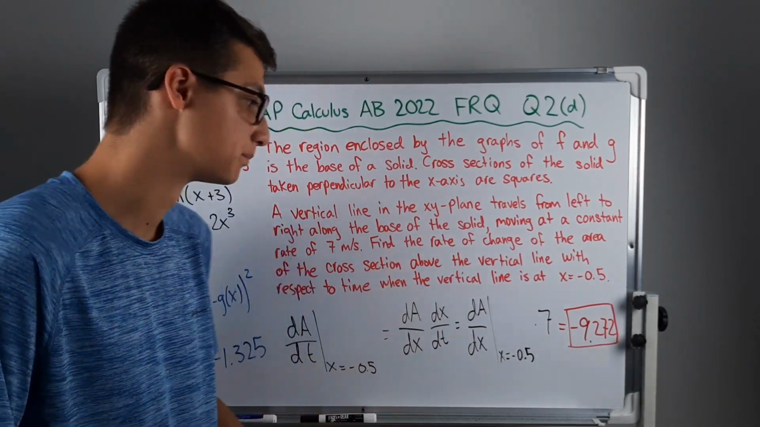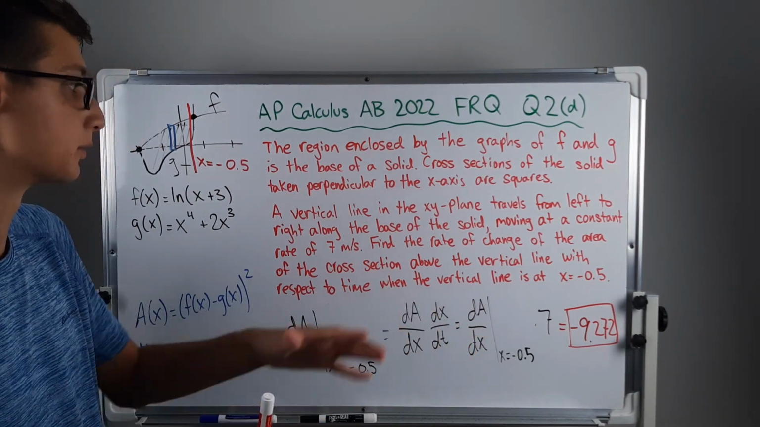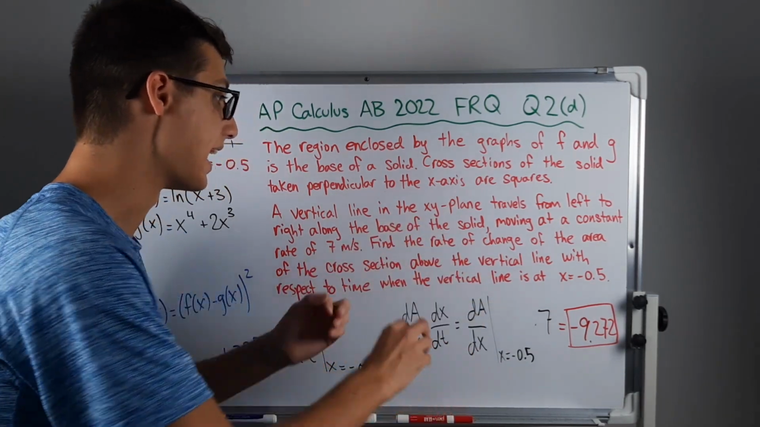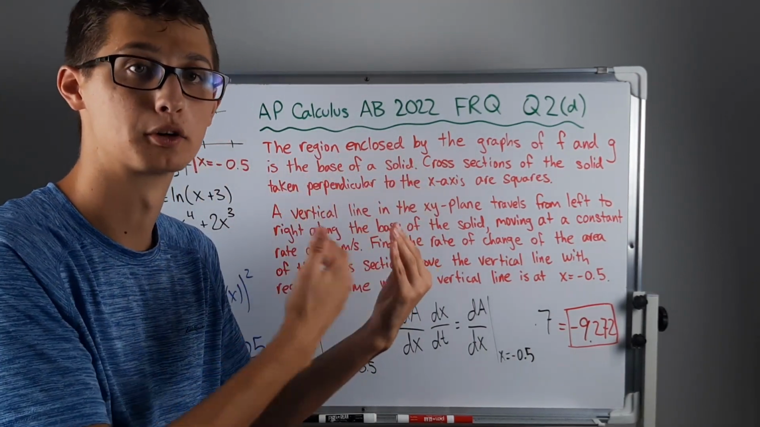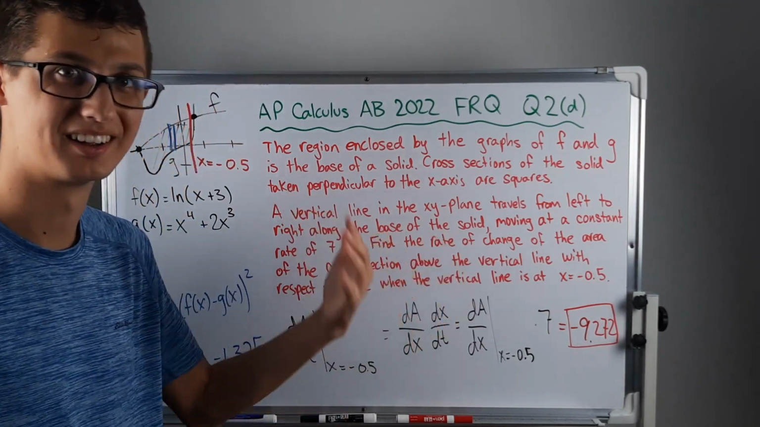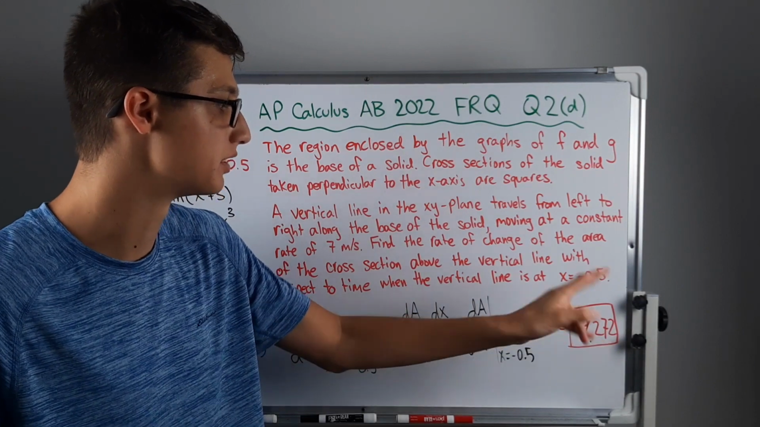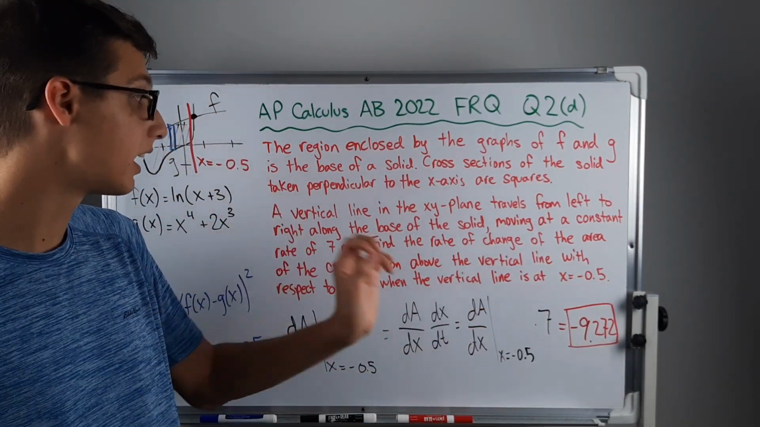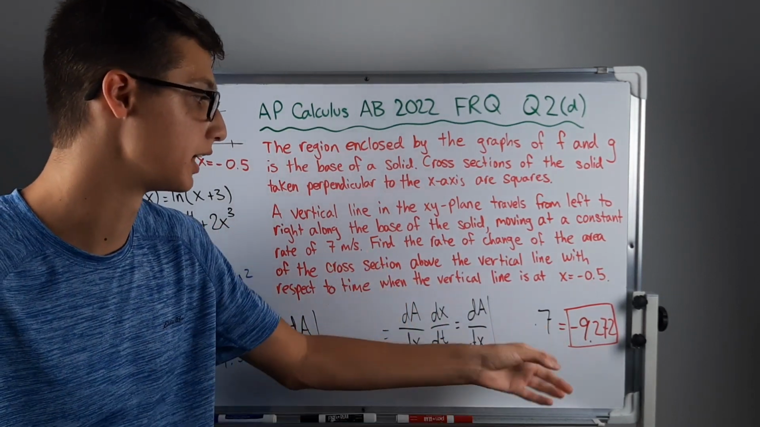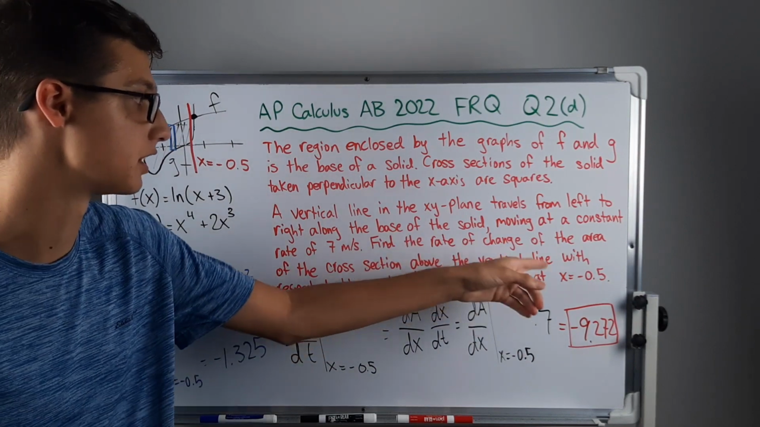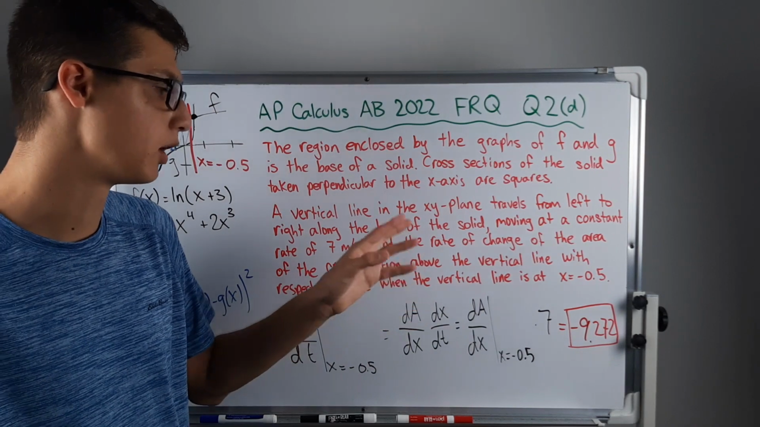Okay, and so what does this mean? Essentially, we found that the rate of change of the area of the cross-section above where that line is right now at x equals negative 0.5, while it's moving at that constant rate of 7 meters per second from left to right, is negative 9.272. So the area of the cross-section is decreasing at a rate of 9.272, because that's the rate of change of it. It is decreasing because it's negative. And yeah, I hope that makes sense.